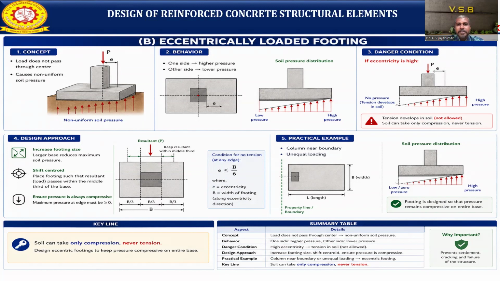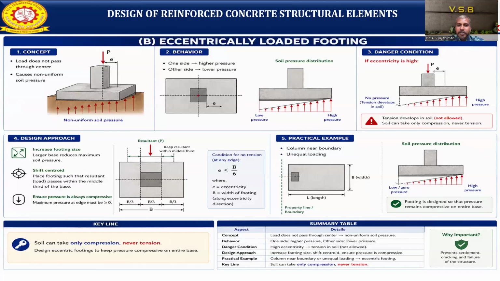So while designing for eccentric loads, we need to consider the design approaches. What we need to do is increase the footing size in case the load is acting away from the CG. A large base reduces the maximum soil pressure, and we shift the centroid relative to the column. So place the footing such that the resultant load passes within the middle third of the base, and also ensure the pressure is always compressive. The minimum pressure must always be greater than or equal to 0, that is, E is within B by 6.